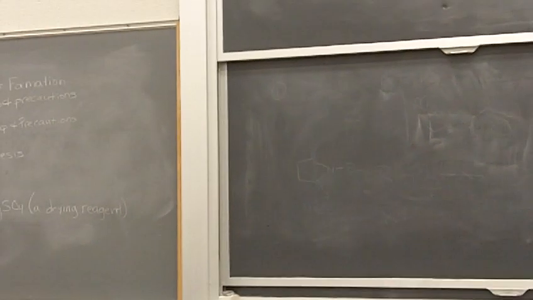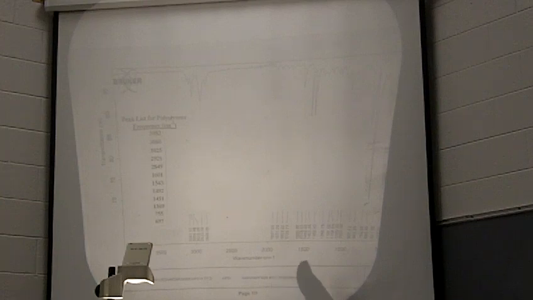Another piece of information that you need for analyzing your data for experiment 7 is the IR spectrum of polysaturine. So this is the spectrum that is posted on Moodle. It is already up on the Moodle site. You don't need to make a copy of this because it is the same for everyone.